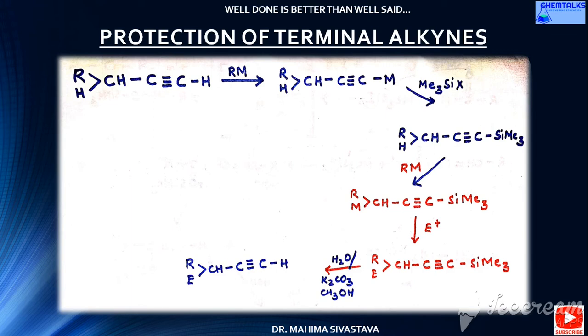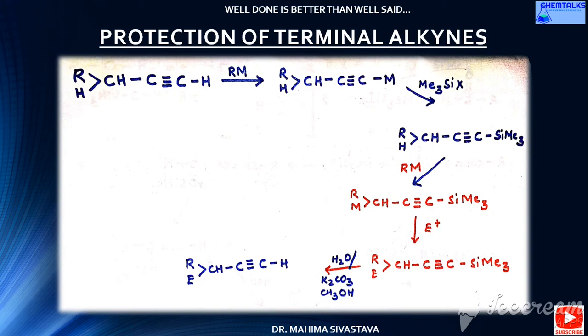Now here we can see that we have first a terminal alkyne, and it reacts with an organometallic compound whereby the metal is substituted in the place of hydrogen of the terminal alkyne. That means the alkyne is not protected. Now we react the same compound with trimethylsilyl halide, and our silicon functional group substitutes in the place of metal.